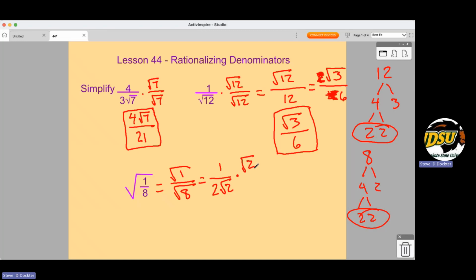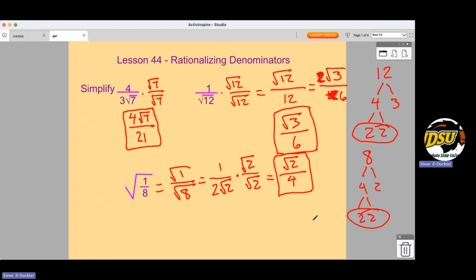We multiply top and bottom by a square root of 2. So then 1 times square root of 2 is square root of 2. On the bottom, we have square root of 2 times square root of 2, which is 2 times 2 is 4. And then our answer for this one is square root of 2 over 4.